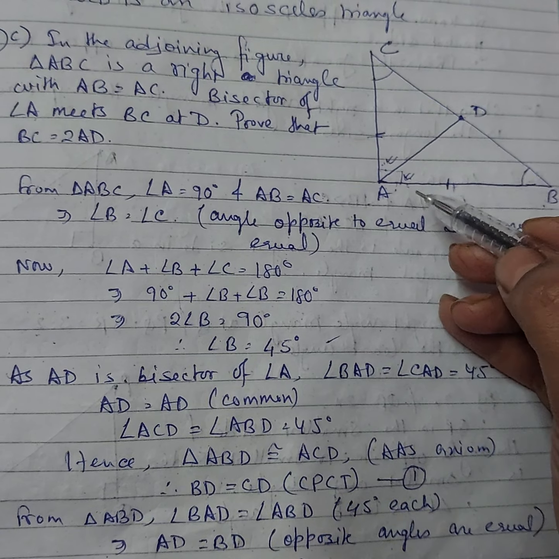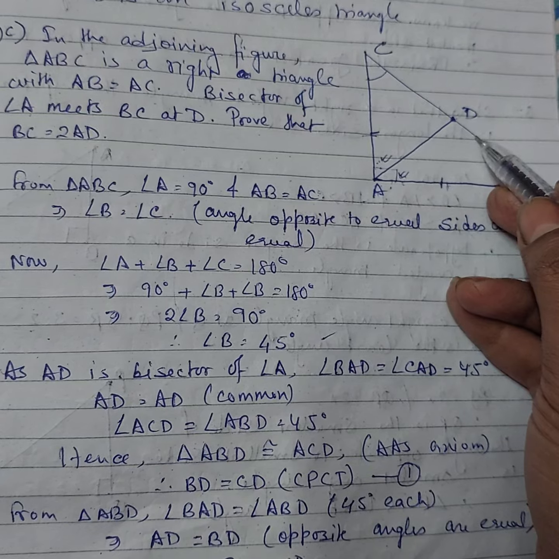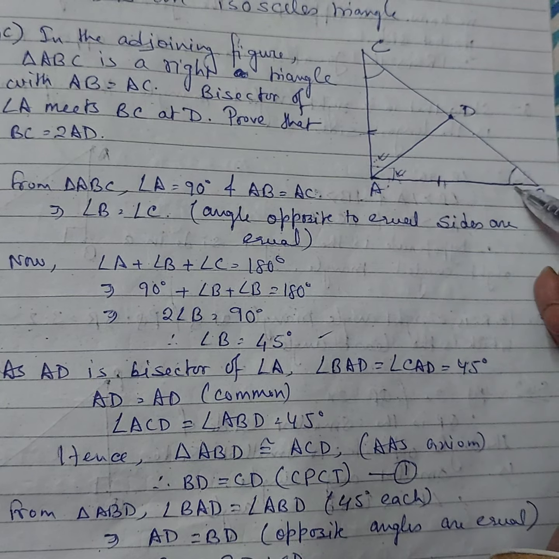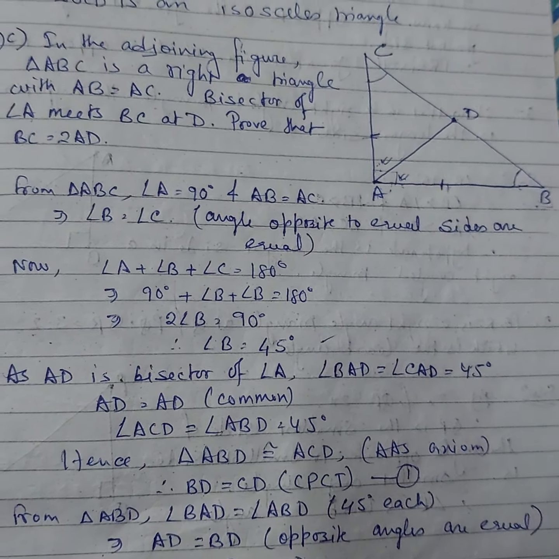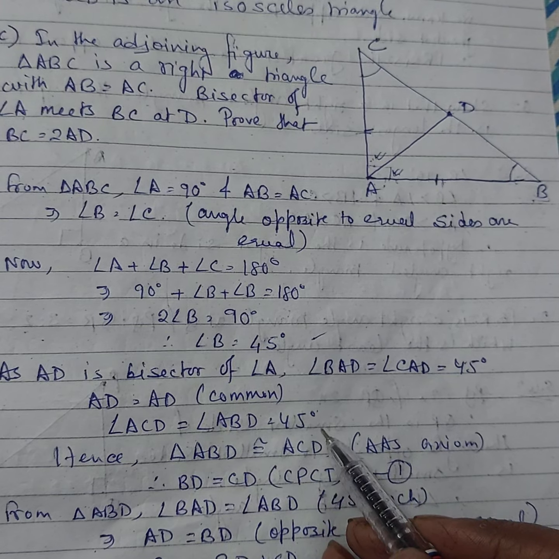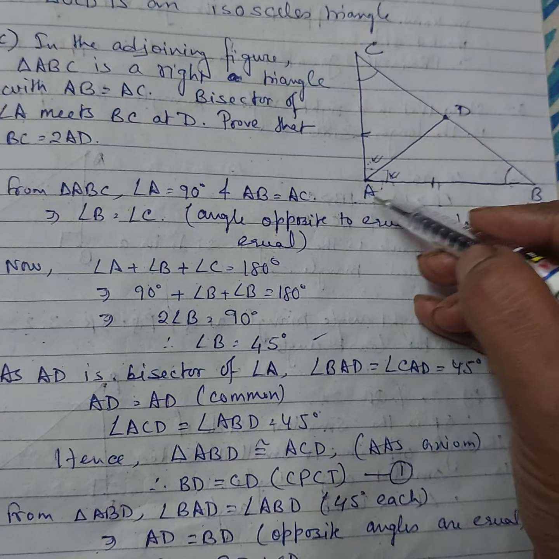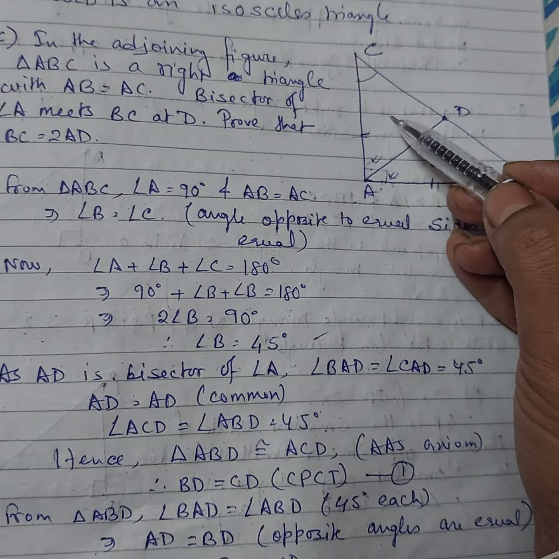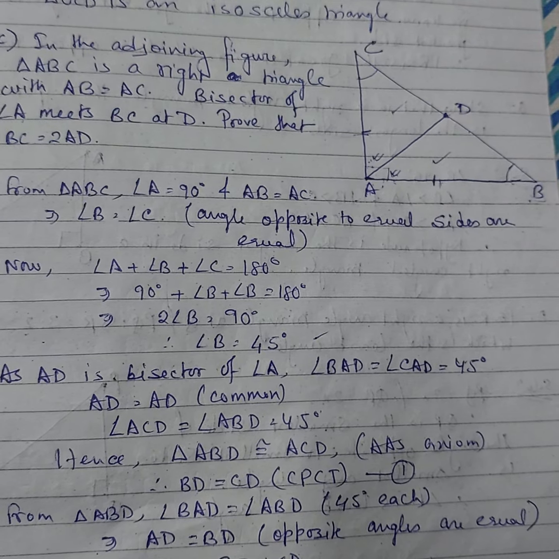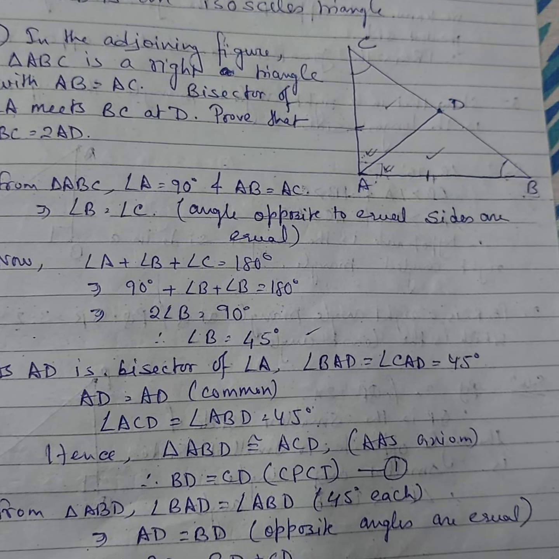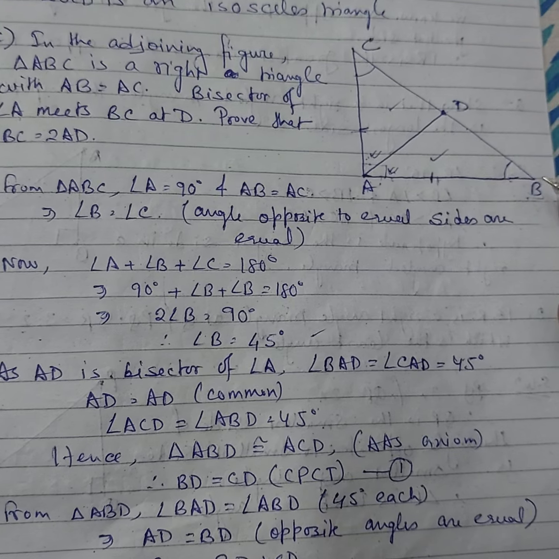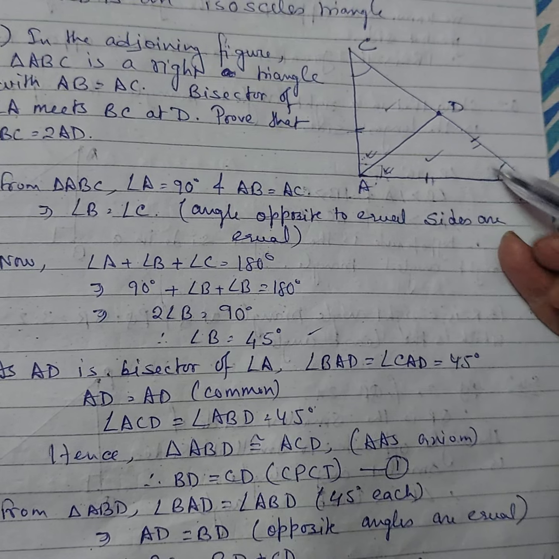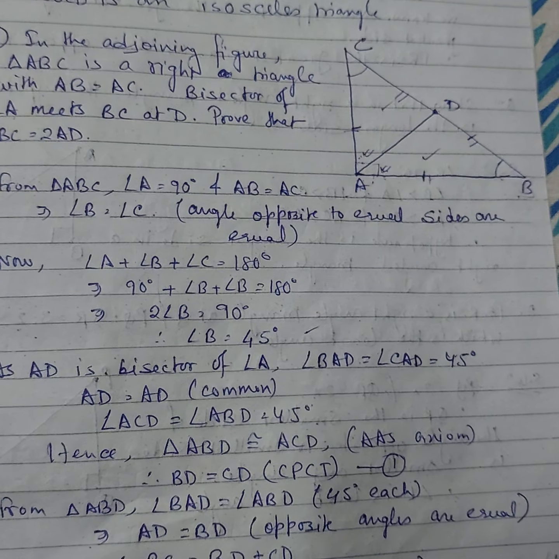Okay, and AD is the common side, and we have already proved that angle ACB is equal to angle ABC. So from these three conditions, we can conclude that triangle ABD and triangle ADC are congruent to each other. Now from the rule of congruency, we can conclude that side BD is equal to side CD from CPCT.